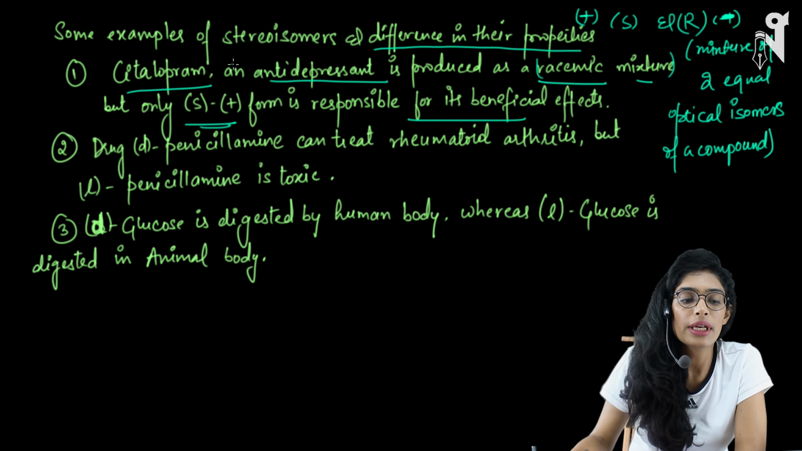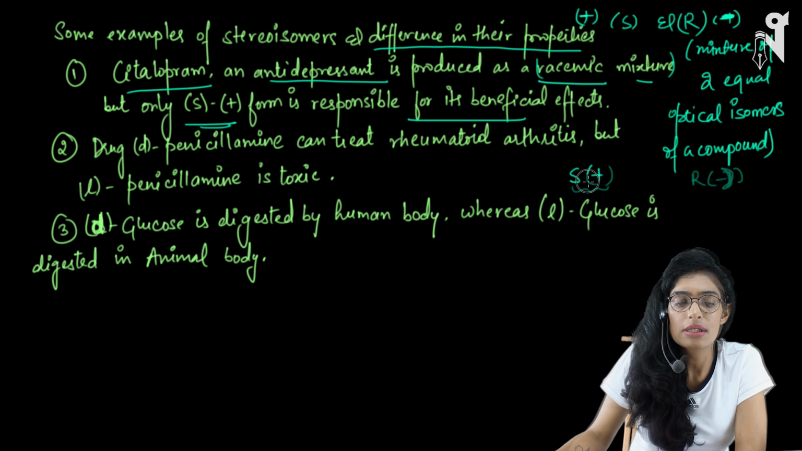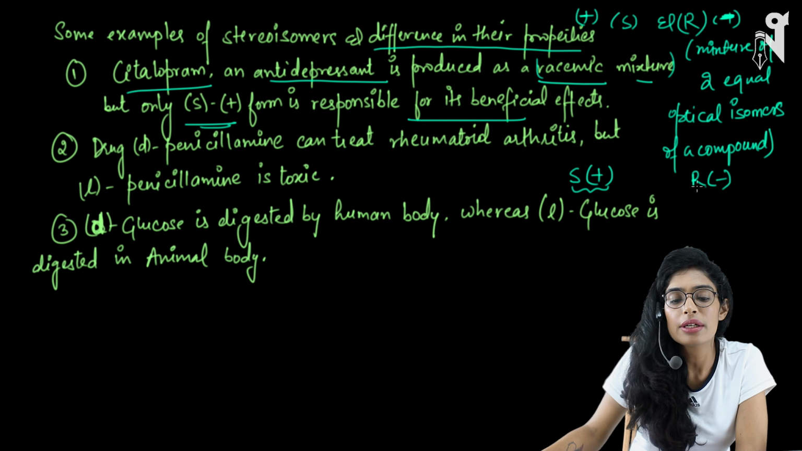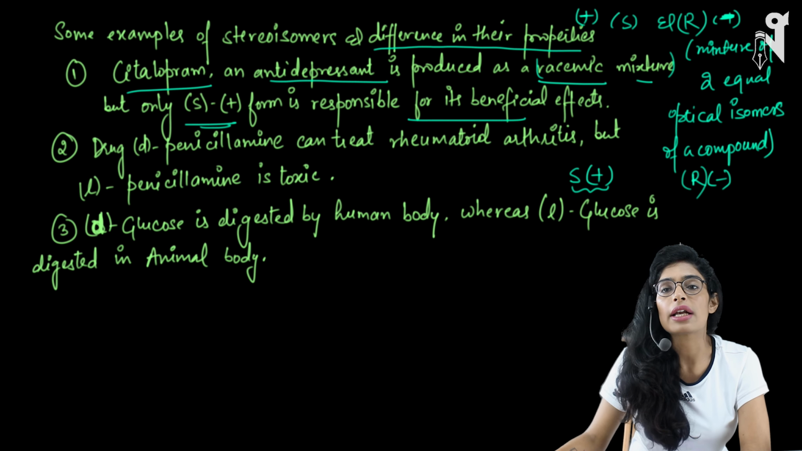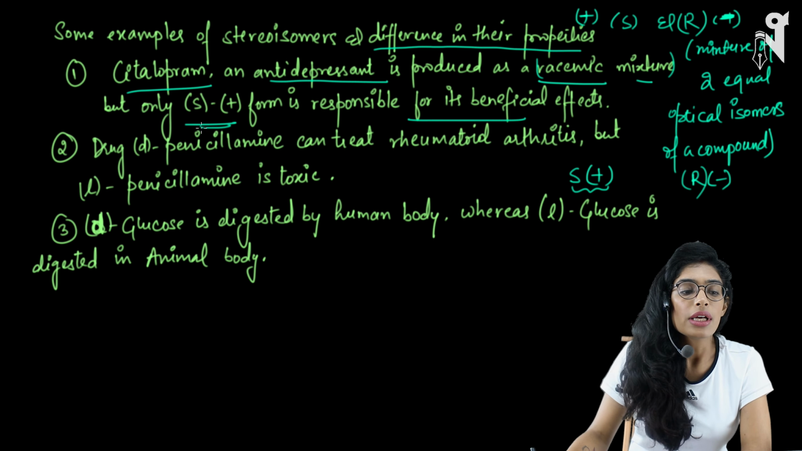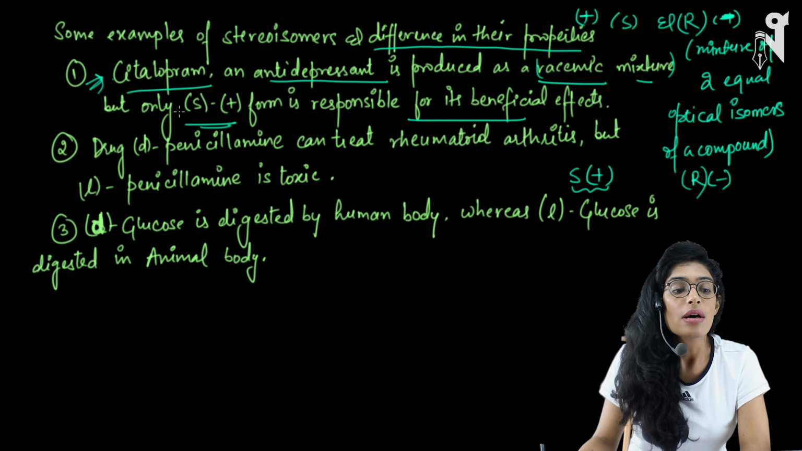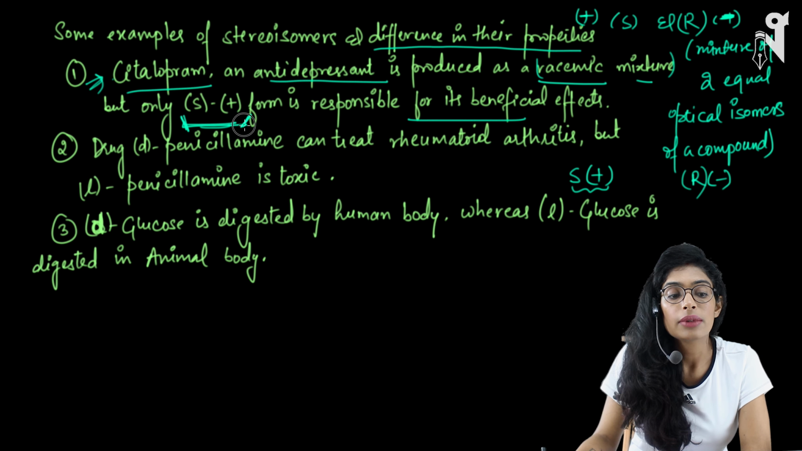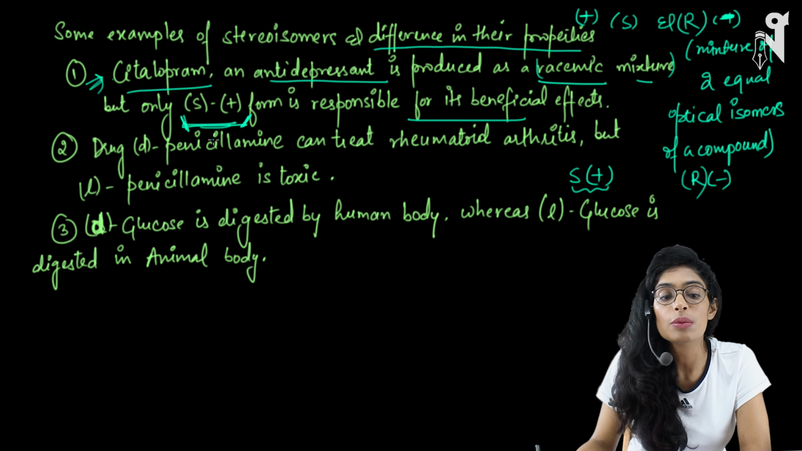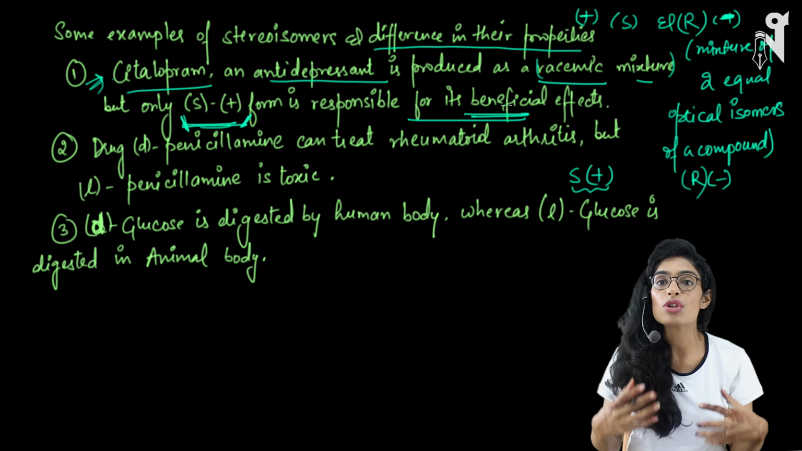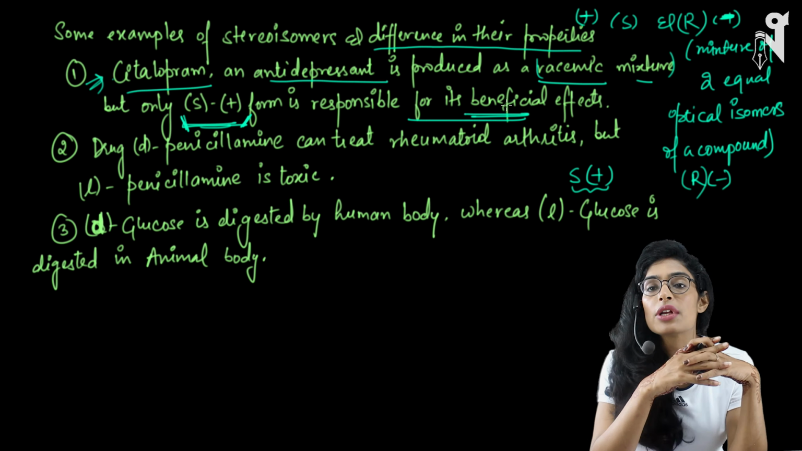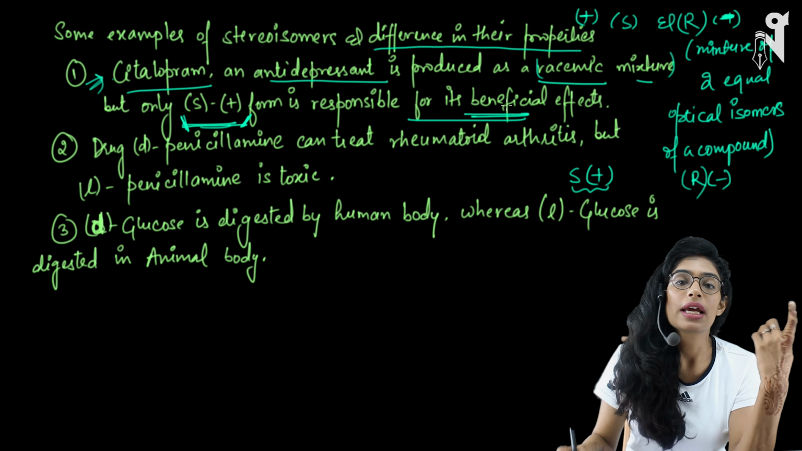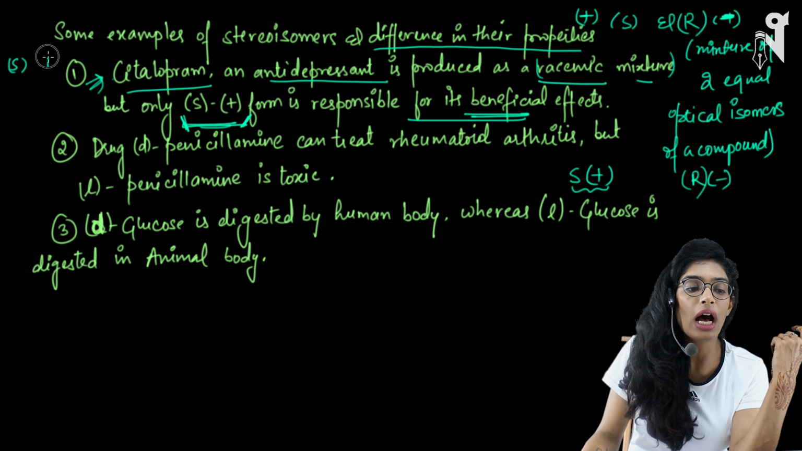So if a compound is, let's say, S and plus, there is going to be R and minus. R is also a kind of configuration and minus is also a kind of representation of how the optical activity behaves in a certain molecule. Okay, so here this particular compound would have two forms, S and R, plus and minus, but only the S form and the plus form of it is responsible for its beneficial effects. That means the thing which actually helps in the antidepressant medicine. Though we were initially taking the racemic mixture, it means it has the S form of the compound and the R form of the compound also.